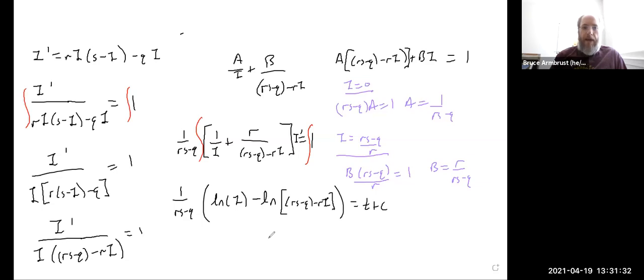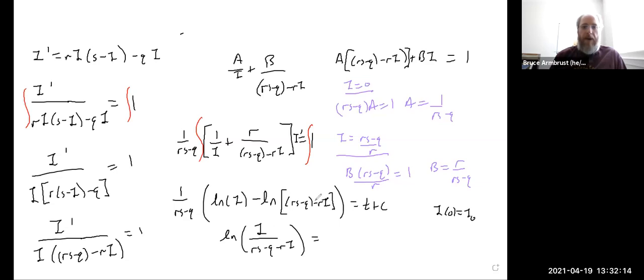And I don't remember if there was an initial condition. Let me just go back and look real quick. Yep, we had I of 0 equals I naught. All right, well, we're going to go ahead and find our C, but first, let's simplify this a little bit, because I can combine these into one log with division.